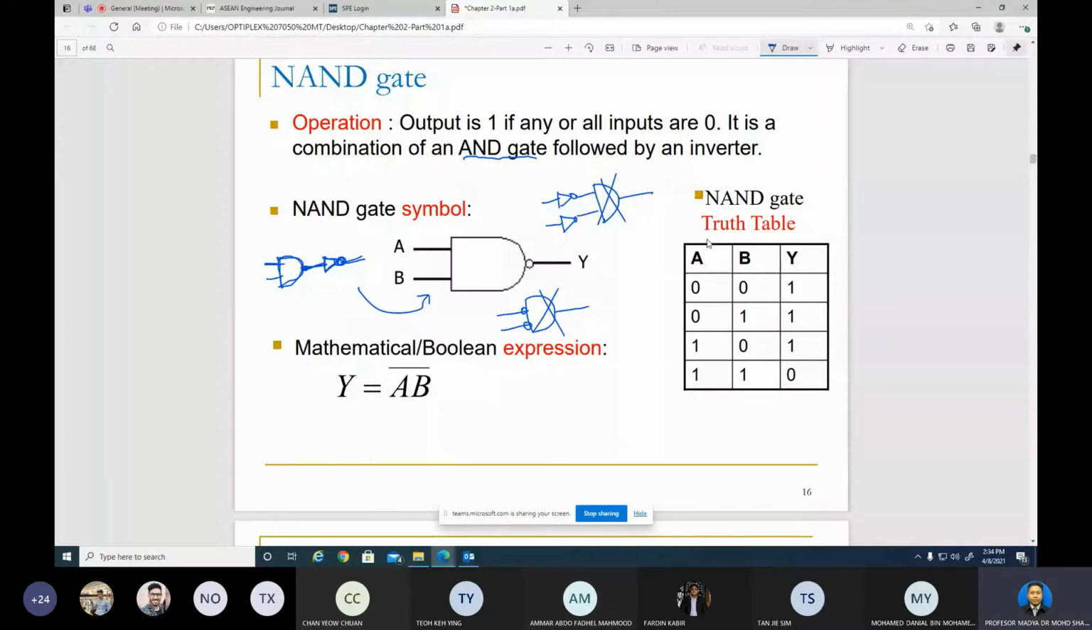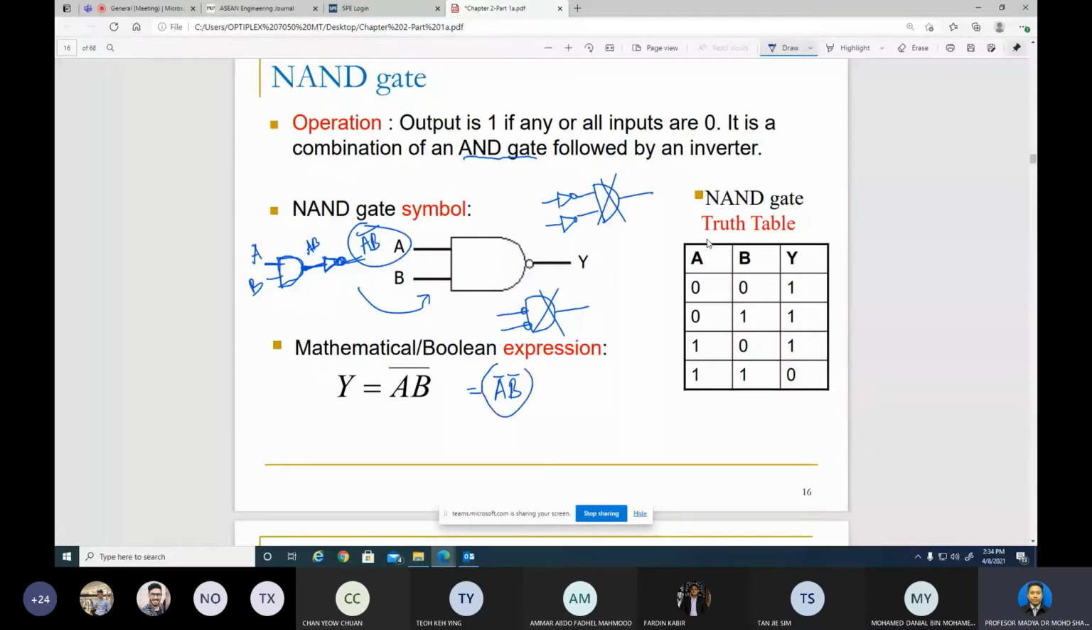So this is the mathematical expression. If you put A, B here, this one will be A and B, and then this one will invert A and B. You have to make sure you cannot write it like this. It's wrong. You cannot put A dot B like this. You have to put a complement, a bar, over the whole expression.